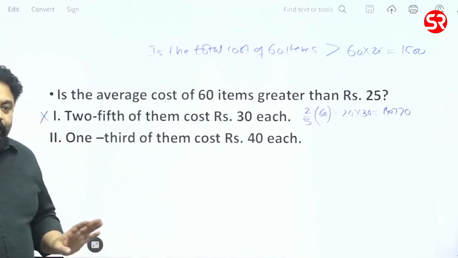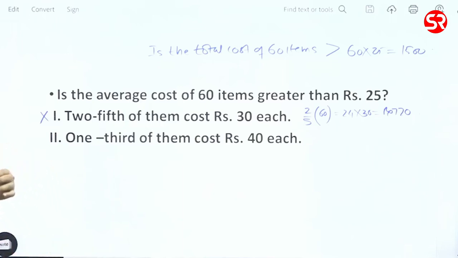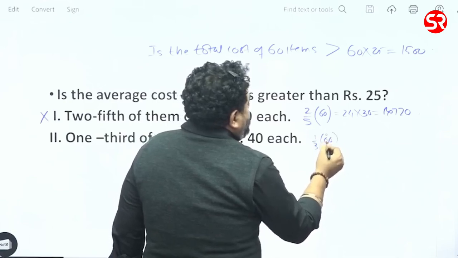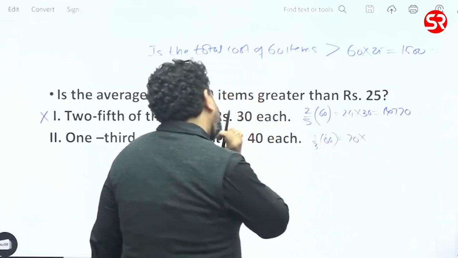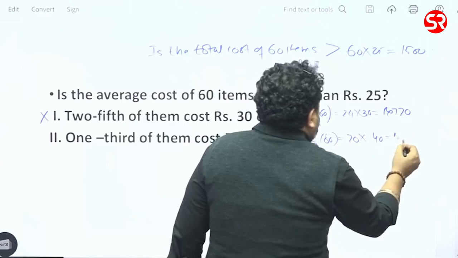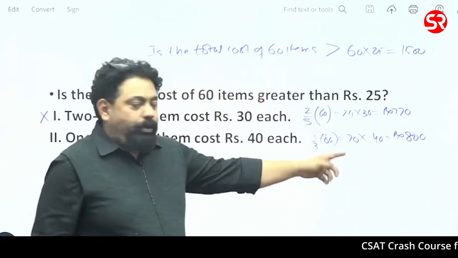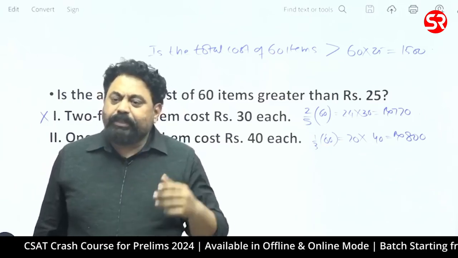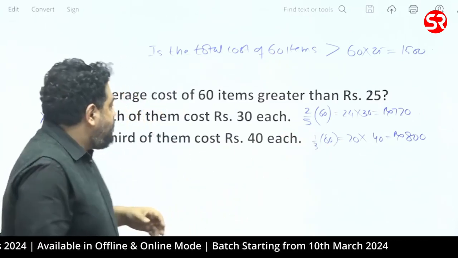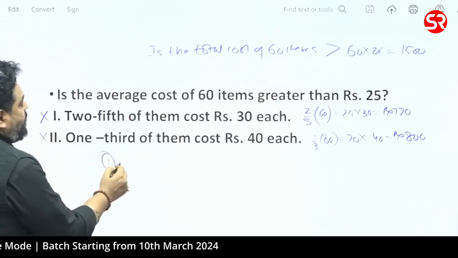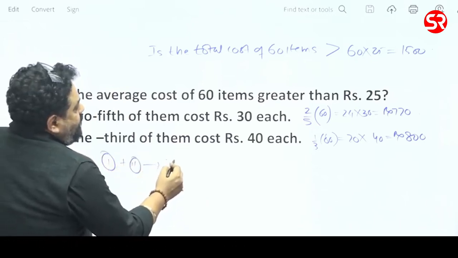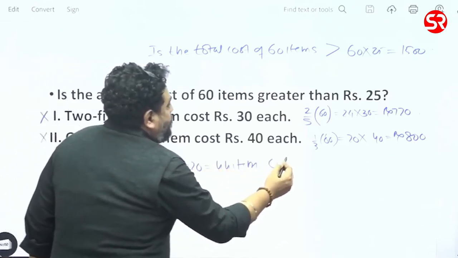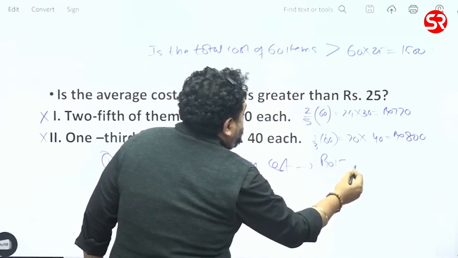This is the way I would do it always. Then second, 1/3 of them cost 40 each. So 1/3 of 60 comes out to be how much? 20 into 40 comes out to be how much? Rupees 800. In that case, I do not know about the cost of the remaining 40 items, right? So total cost I cannot predict, may be greater than, may be less than, I cannot say. Cross 1 plus 2. 24 items plus 20 items, 44 items cost how much? Rupees 1520.